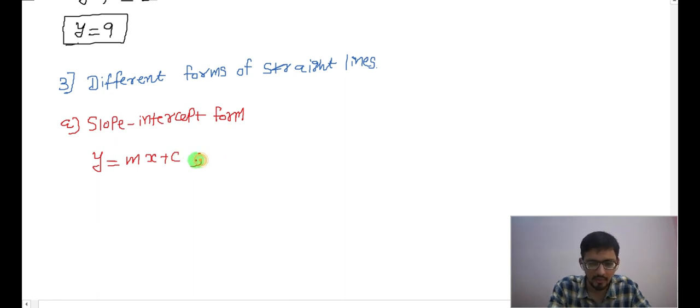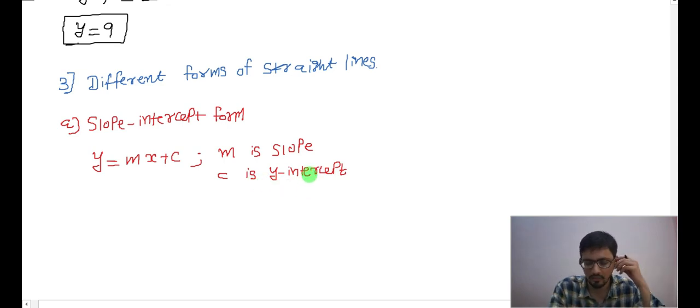y equal to mx plus c, where m is basically the slope, and c or b, whatever, is called the y-intercept. What is the meaning of intercept? Where the line is crossing the y-axis. Where the line is crossing the y-axis is called the y-intercept, and where the line is crossing the x-axis is called what? The x-intercept.